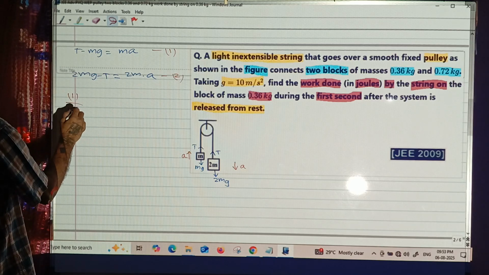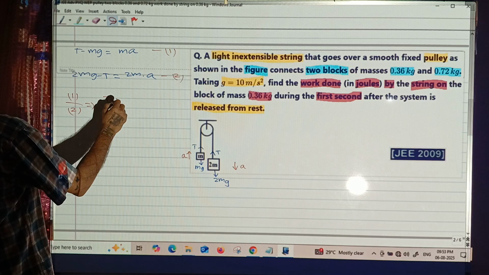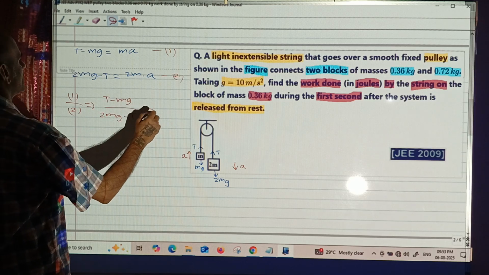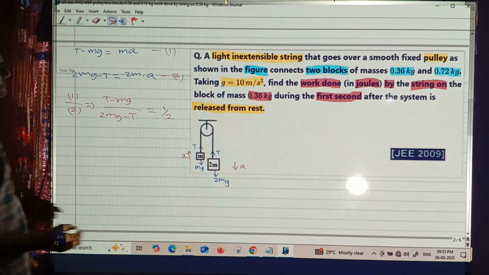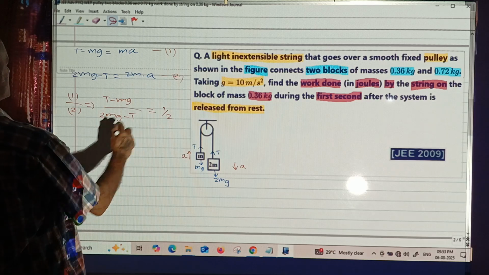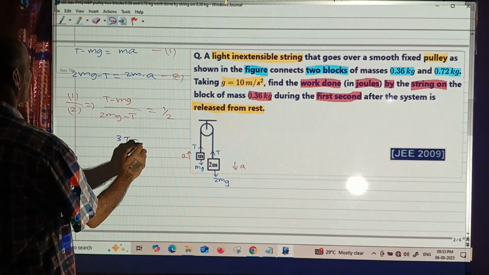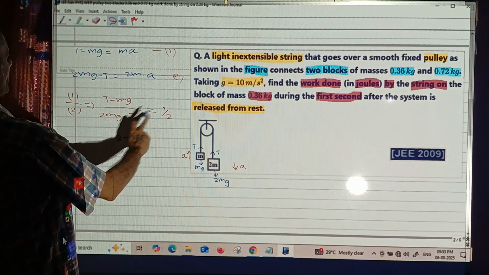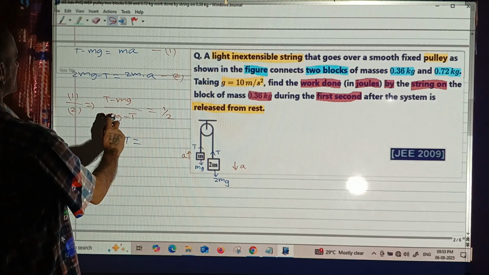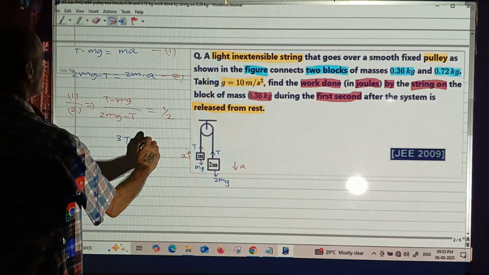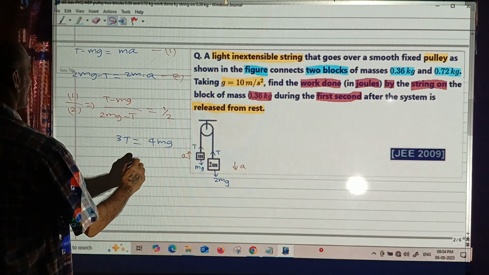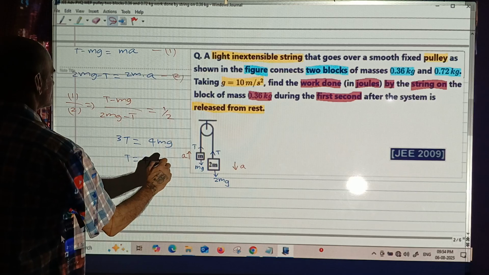So we can divide these two. That will give (T minus mg) by (2mg minus T). a will get cancelled, so that's equal to half. So if you simplify, 2T minus 2mg equals 2mg minus T, so 2T plus T will become 3T, and then 2mg plus 2mg will become 4mg. So tension is 4/3 mg.